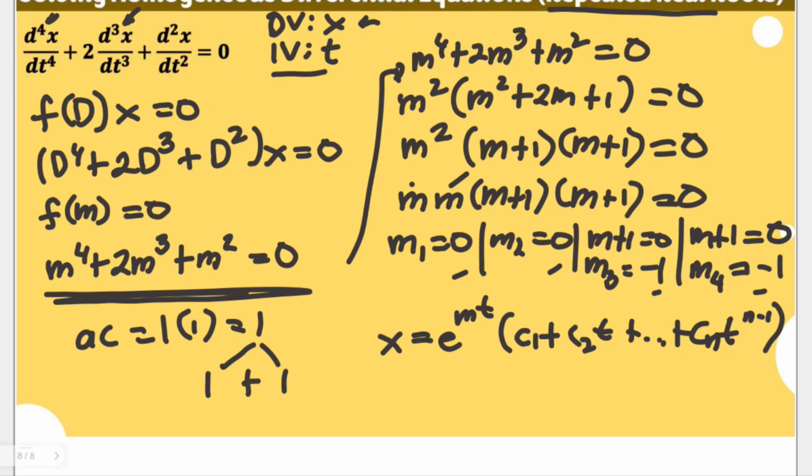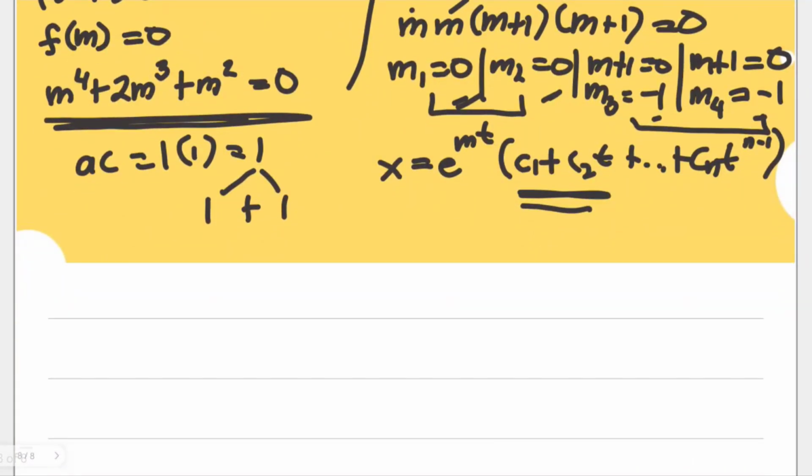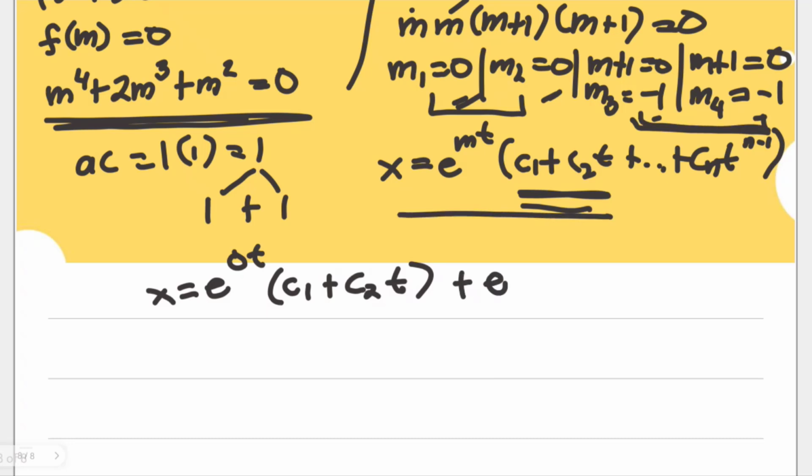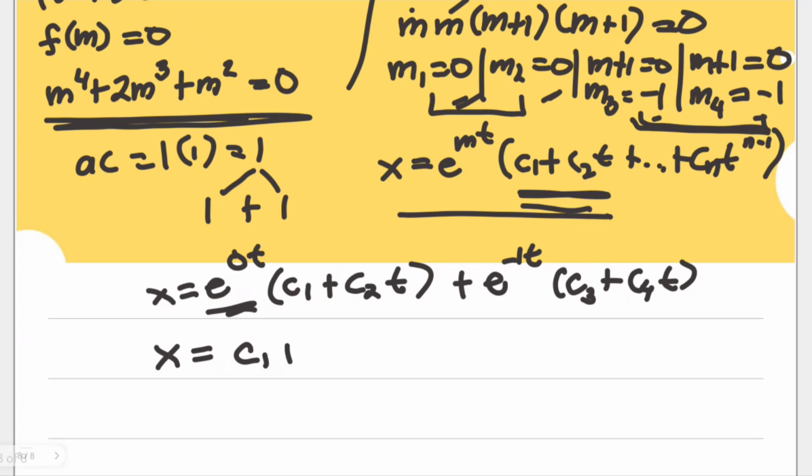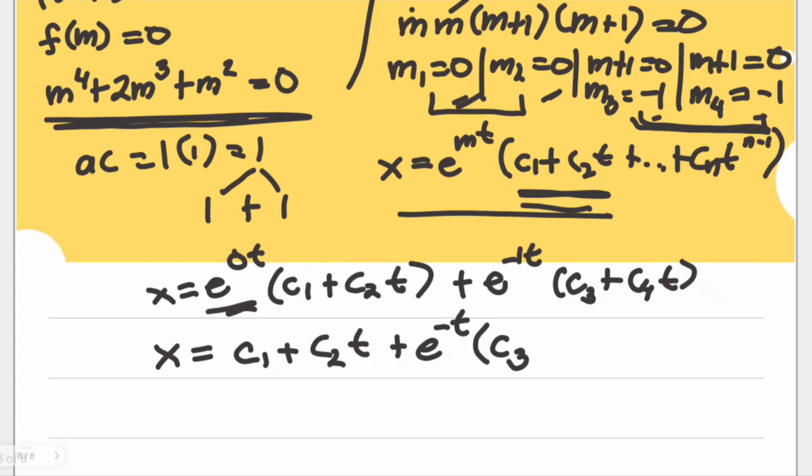However, there are two roots that have been repeated, so we'll have two situations like this. Since the multiplicity of 0 is just 2, we'll end up until here. The multiplicity of negative 1 is also 2, so similar thing here. So here's the solution. x is equal to, let's start with 0, e to the power of 0t times (c sub 1 plus c sub 2 t). Then the second part, following the same pattern, e to the power of negative 1t times, no longer c sub 1, let's have c sub 3 because c sub 1 is already used, and c sub 4 t. Hence, your solution now is x equal to c sub 1 plus c sub 2 t plus e to the power of negative t times (c sub 3 plus c sub 4 t).